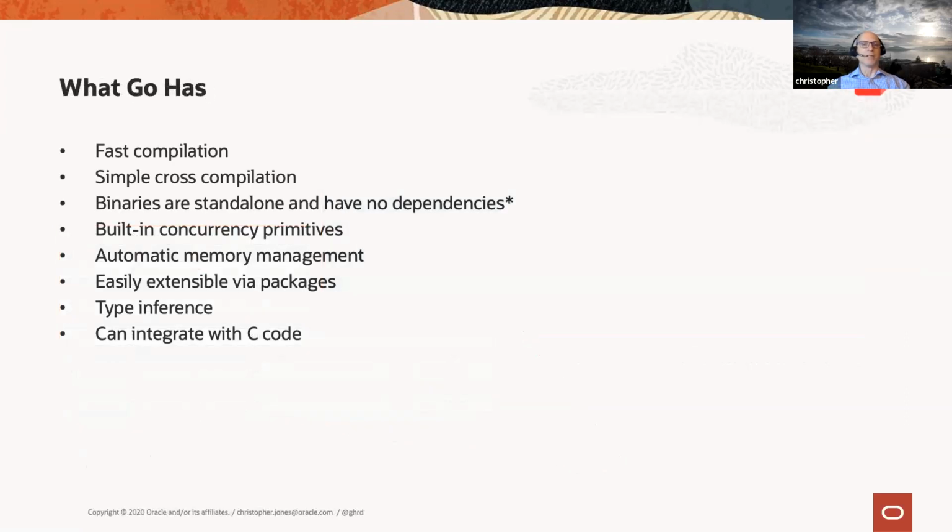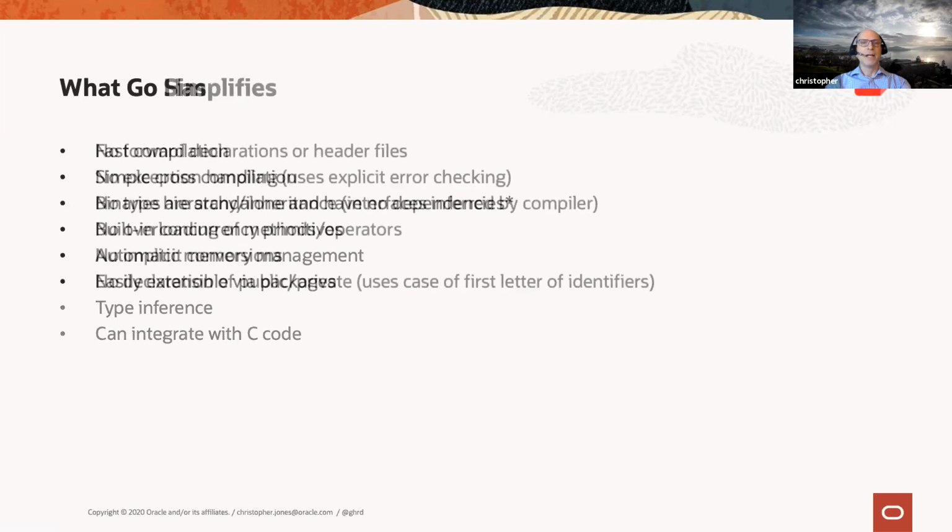Fast compilation, simple cross compilation. Binaries are standalone and have no dependencies, with the proviso that that's only true if they're written in pure Go. Unfortunately, when we start working with the Oracle data space, we still need a C library, a provided shared library. So it's not quite true in that case, but in general, it's a very efficient language, with a lot of built-in primitives, easily extensible, all the standard things that you'd expect from a modern language.